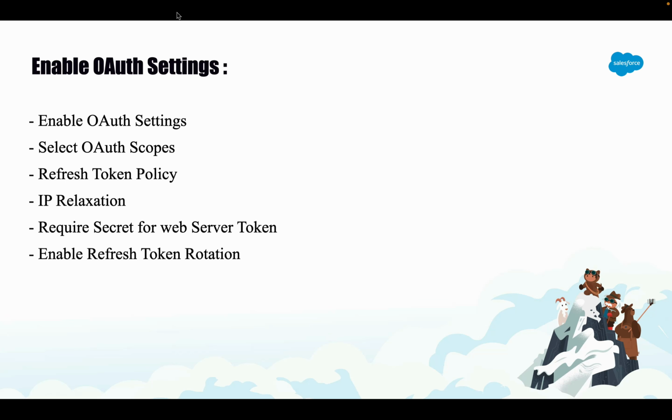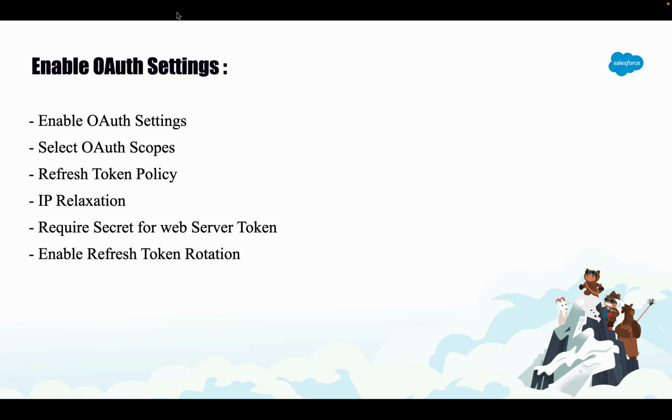Okay, and then the last one is enable refresh token rotation. This is very important. This is an advanced security feature. When you enable it, every time SAP uses a refresh token, Salesforce issues a new refresh token and invalidates the old one. Why is it important? Because without rotation, if someone steals a refresh token, they can keep using it until it expires or is revoked, and that will be a big security risk. So if you enable refresh token rotation, that significantly improves your security.